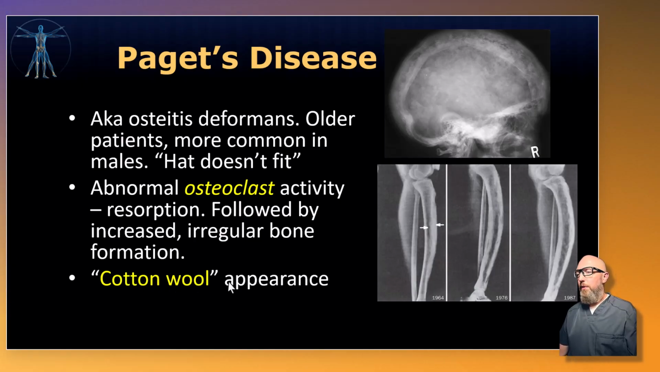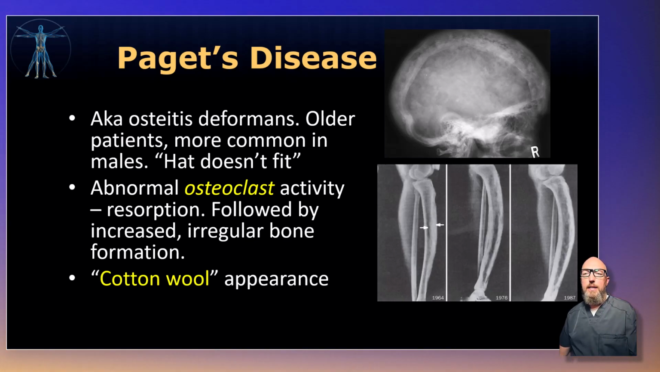And then this is important for the radiographic appearance here. The descriptor you need is cotton wool. Look at that lateral skull image. Does that just look like tufts of cotton to you? That flocculent cotton wool appearance with substantial thickening of the skull bones is classic for Paget's disease.